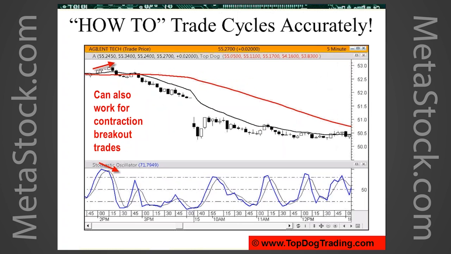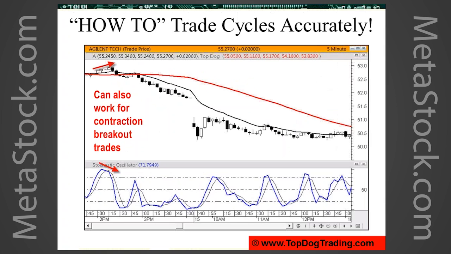Also, it can work for contraction patterns. The market has cycles of expansion, contraction, expansion, contraction. Volatility patterns. And again, this can work very well. Again, I don't like to trade breakouts of contraction. Nothing wrong with that. You can do that. A lot of people do that. I prefer to trade inside the contraction, get in earlier.